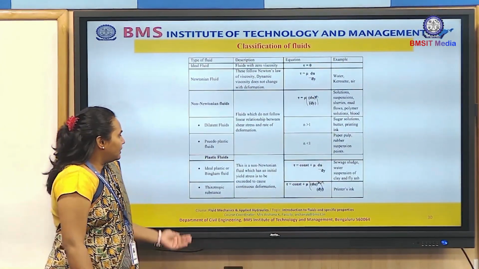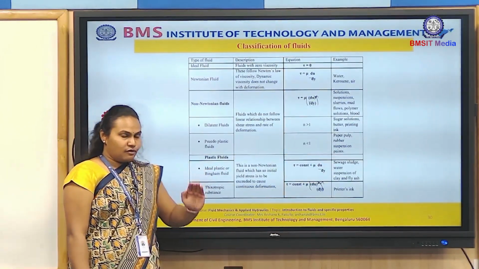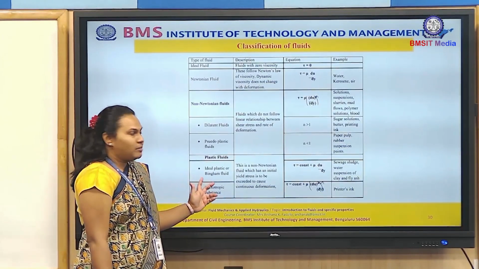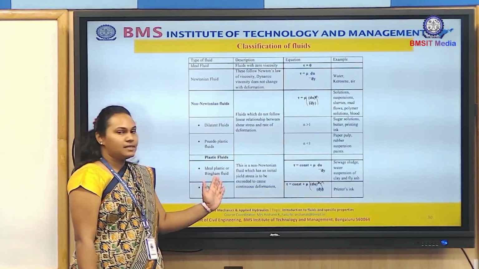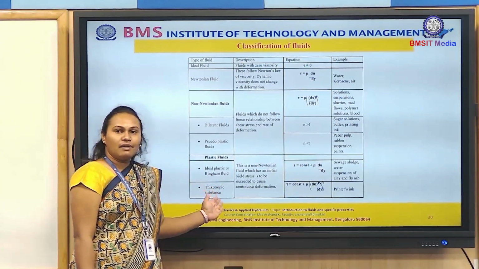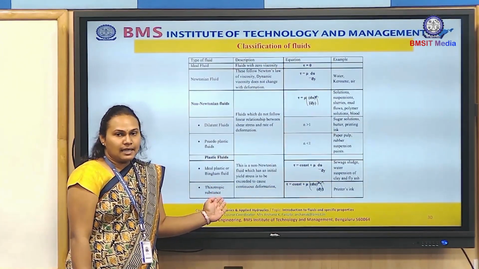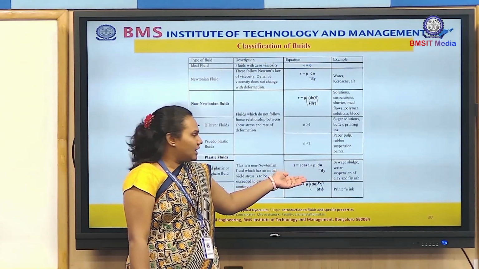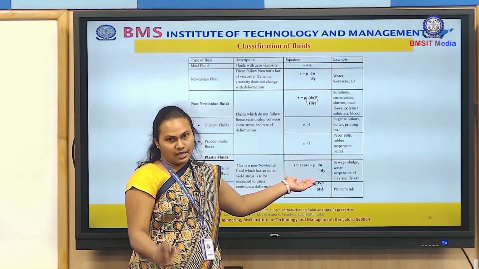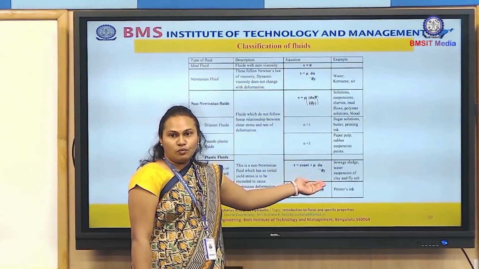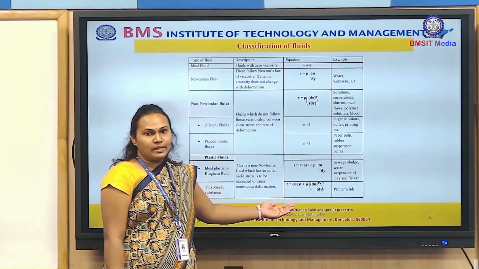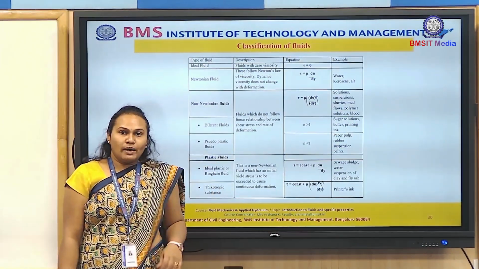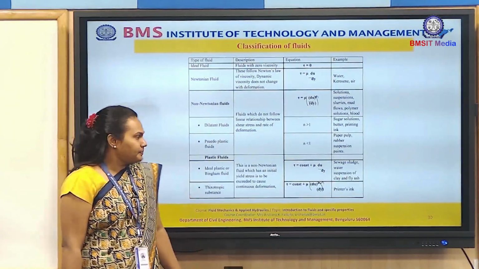Then the last classification is the plastic fluid, which is above the Newtonian line. And we have two types of plastic fluids. One is known as the ideal plastic or the Bingham fluid, and the second one is the thixotropic fluid. These are again non-Newtonian fluids, and the ideal plastic follows the equation tau is equal to constant intercept plus mu into du by dy, and the thixotropic substance follows the equation tau is equal to constant plus mu into (du by dy) whole power n.